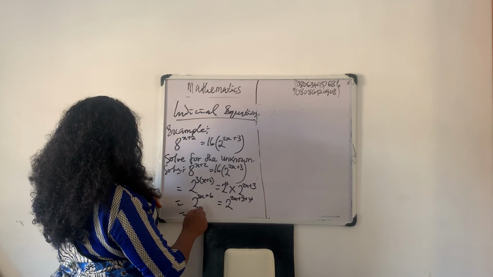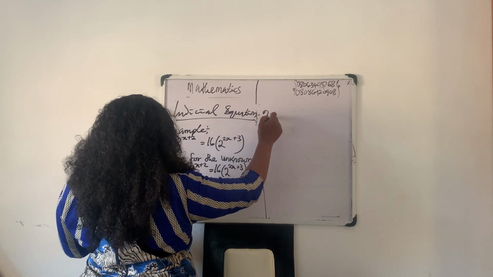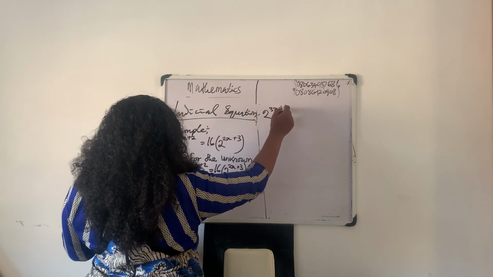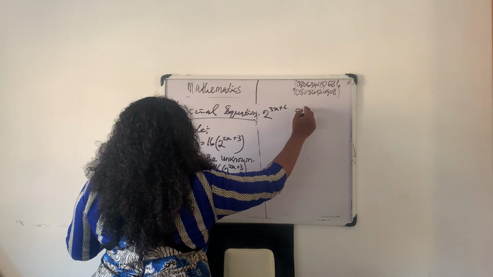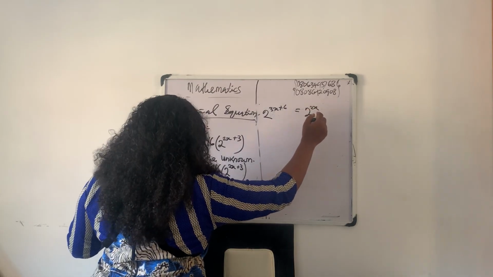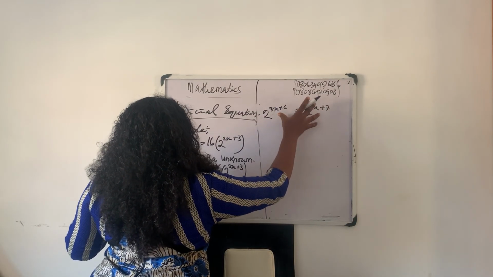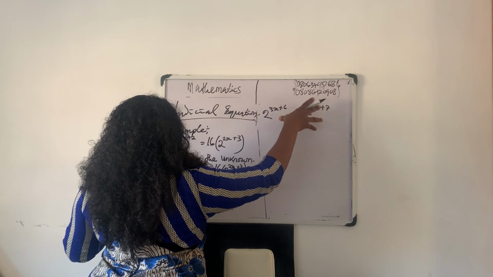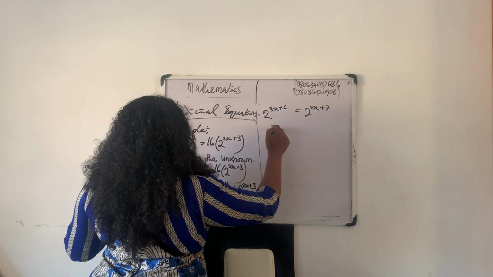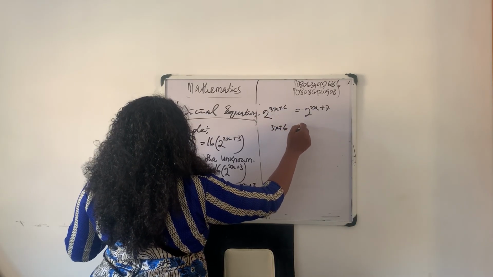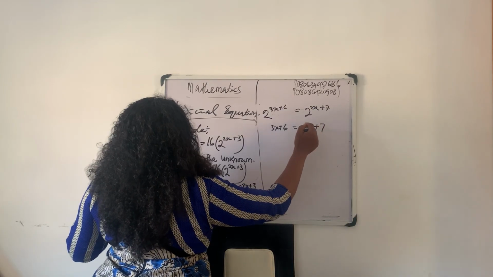Now, 2 raised to the power 3x plus 6 equal to 2 raised to the power 2x, 3 plus 4 is 7. At this point, it has been established that the bases are now equal. We pick the powers. It becomes 3x plus 6 equal to 2x plus 7.